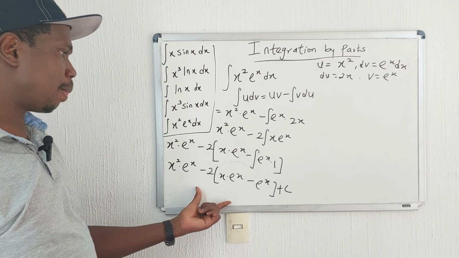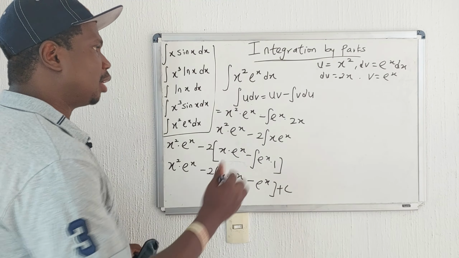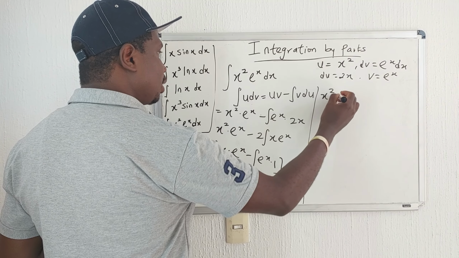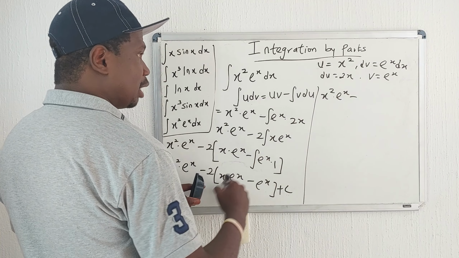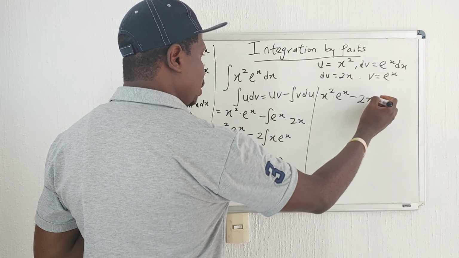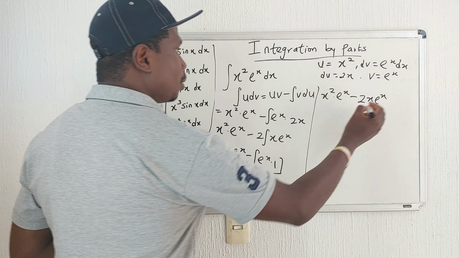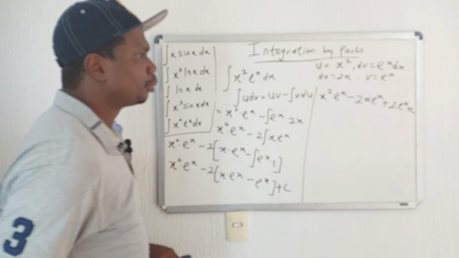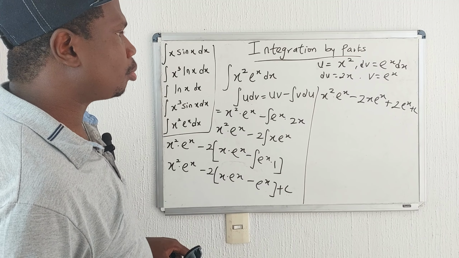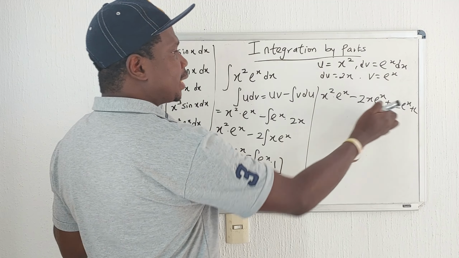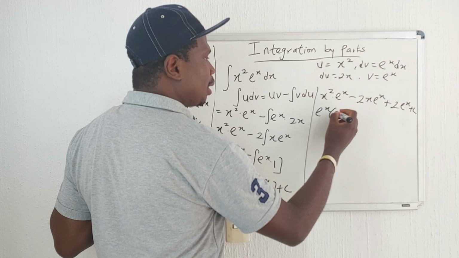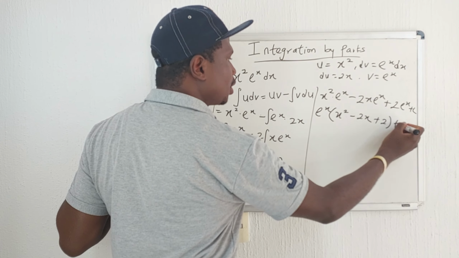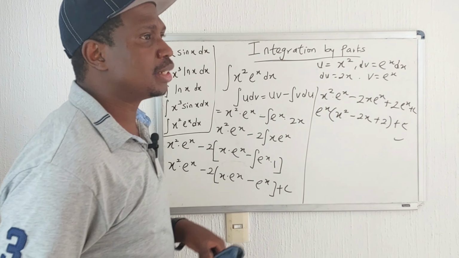So I can expand these ones. How do I open the brackets? I'm going to have x squared e to the x minus 2 times x is 2x e to the x, minus times minus is what? Plus 2e to the x plus c. So e to the x is common, you can take e to the x and factorize. I have e to the x times x squared minus 2x plus 2, plus c. So this is my final answer.